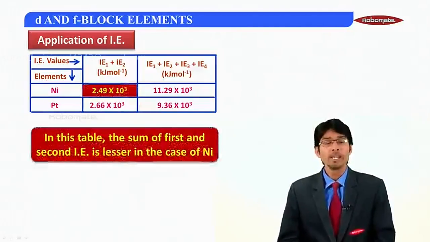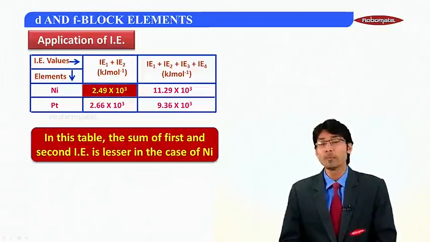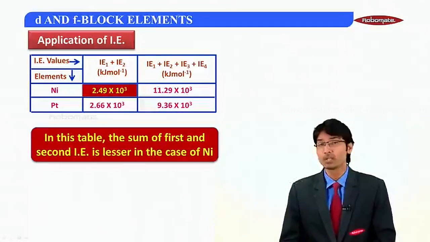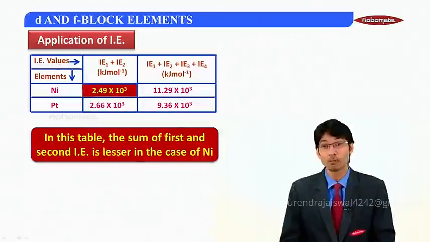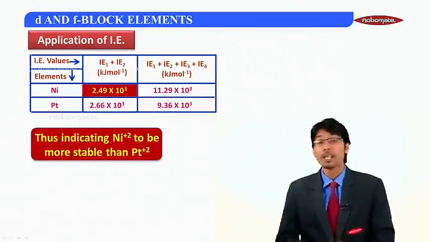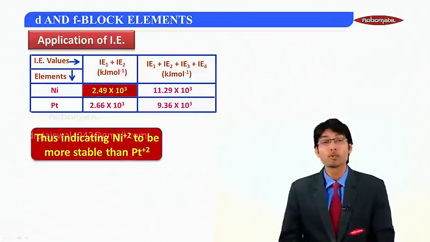If I am comparing nickel and platinum in their dipositive oxidation state, you will find the sum of two ionization enthalpies for Ni2+ is less as compared to Pt2+. So I can say that Ni2+ is more stable than Pt2+, or that the Ni2+ complex is more stable as compared to the Pt2+ complex.